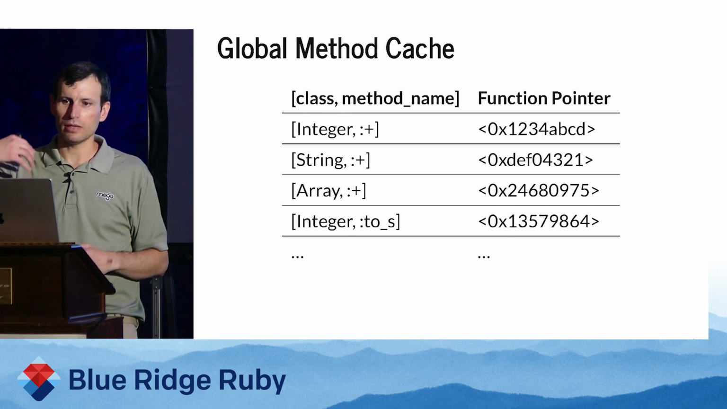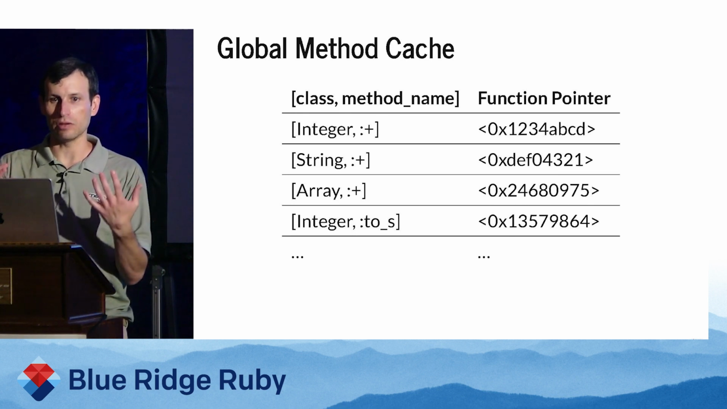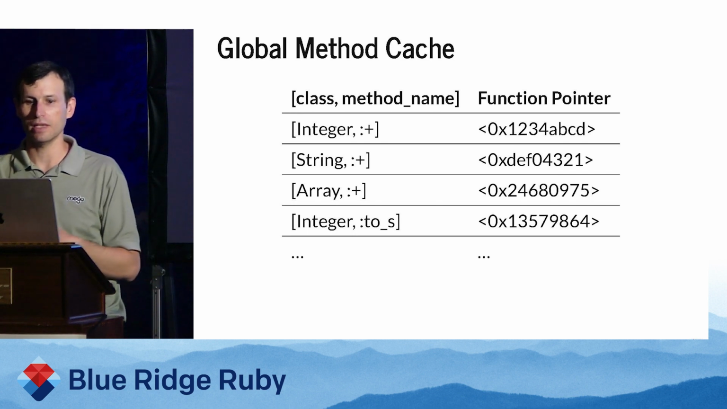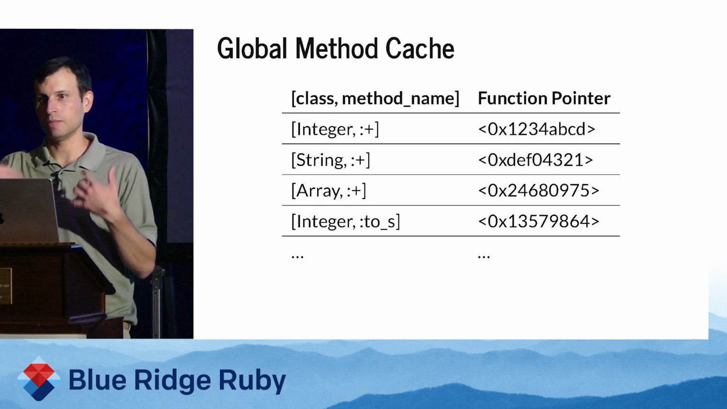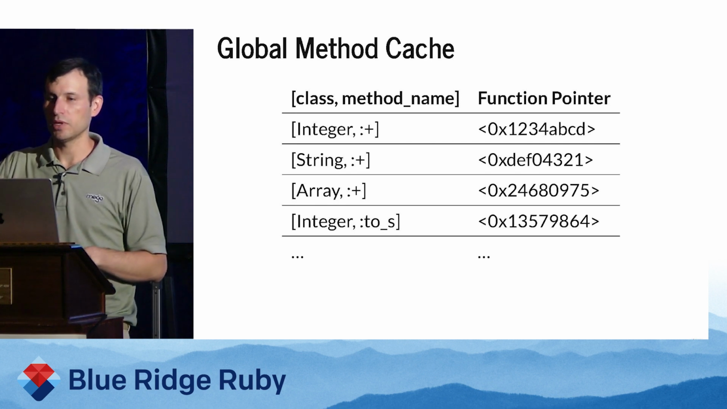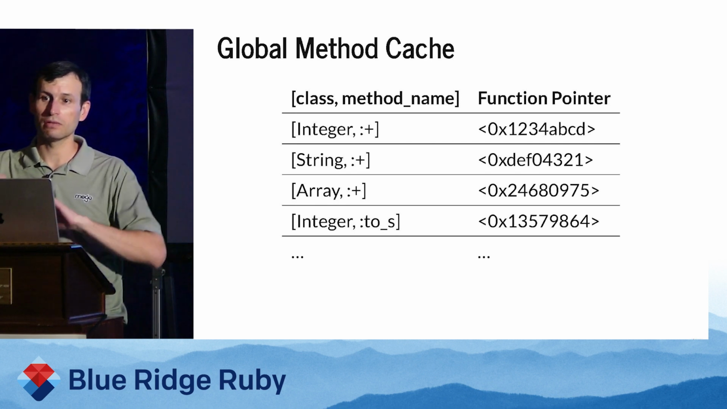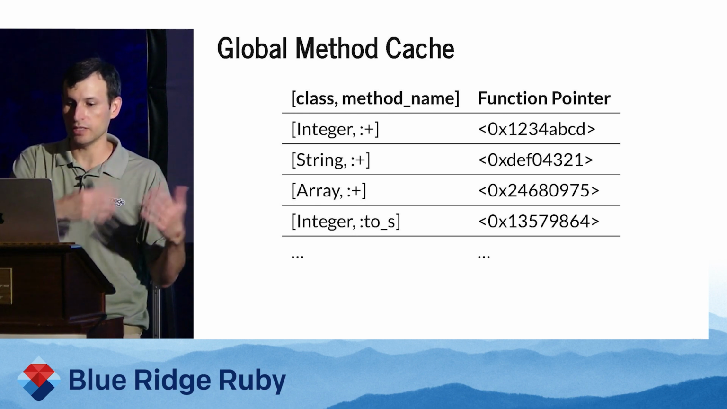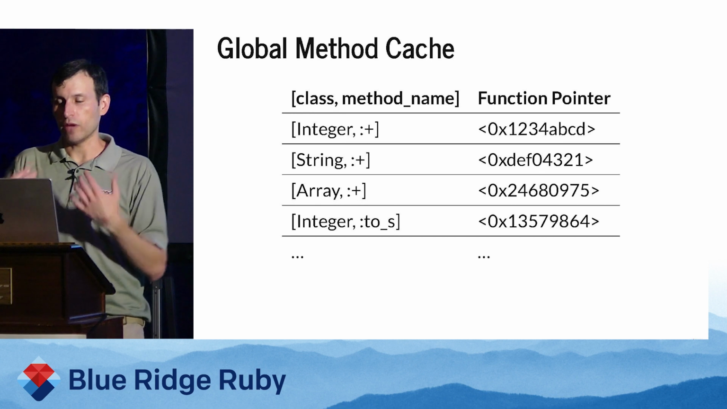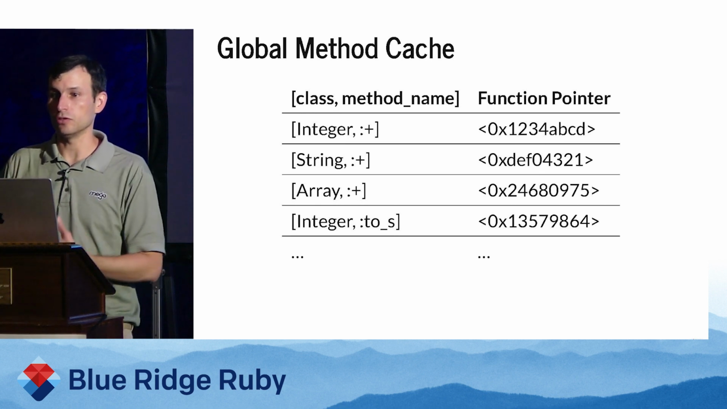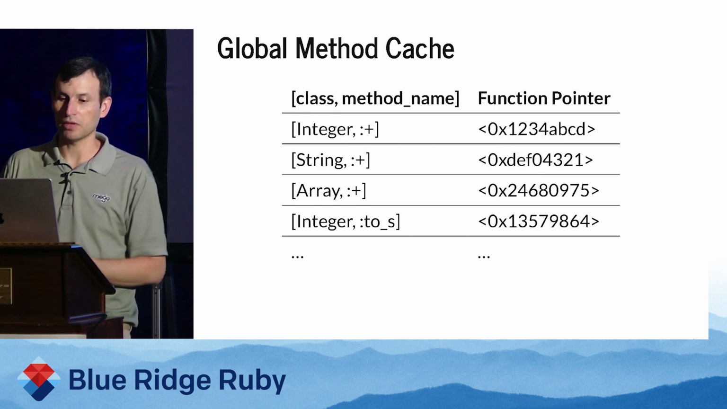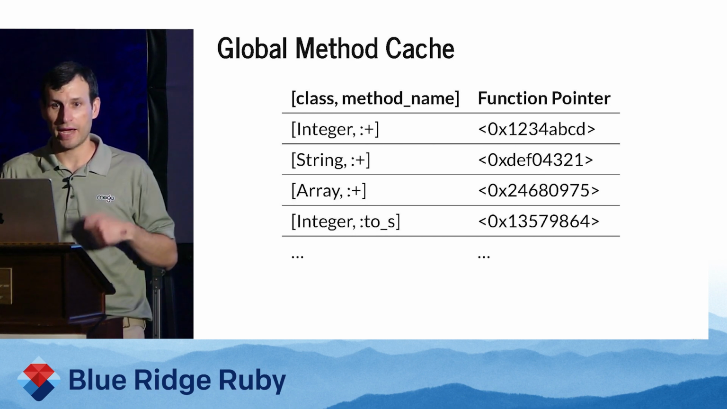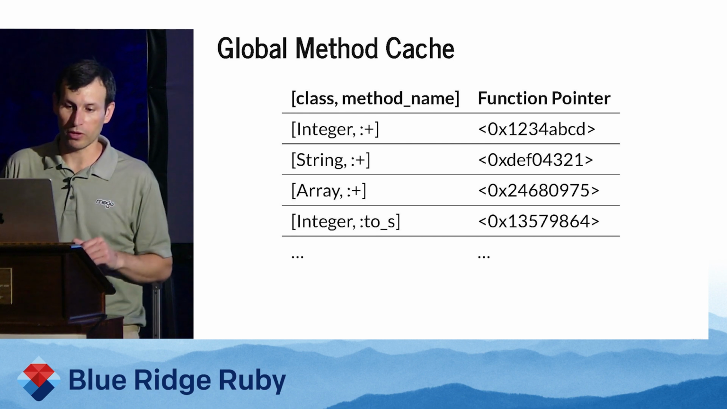So the simplest cache we have is something called the global method cache. And you can think of this as just a hash table where the key is a combo of the class name and the method you want to look up, and the value will be the function pointer, so the spot in the interpreter where that function is implemented. If we have a cache miss, we need to go do the full VM lookup to find the method, and then we'll populate it.